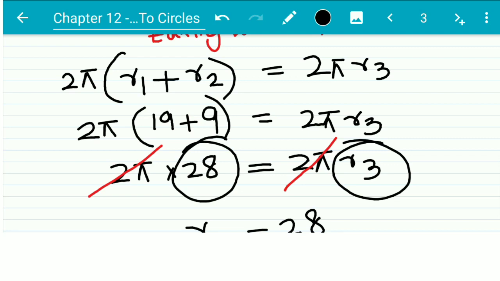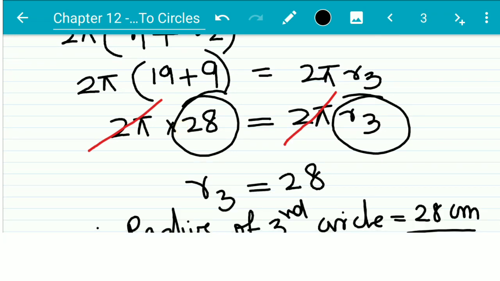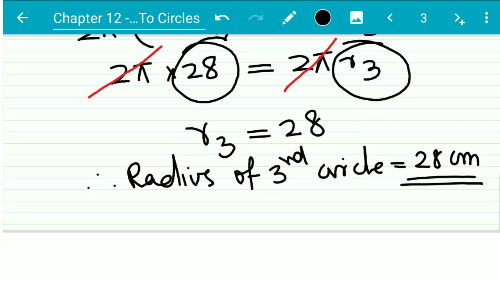After that I cancel 2 pi on both sides. What is remaining? r3 equal to 28. Therefore, radius of the third circle is equal to 28 centimeters.